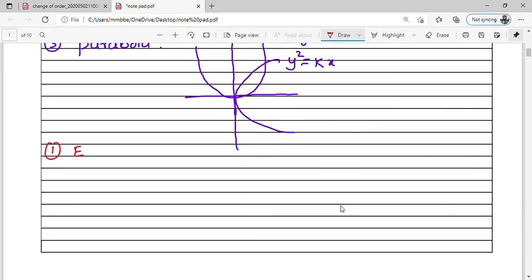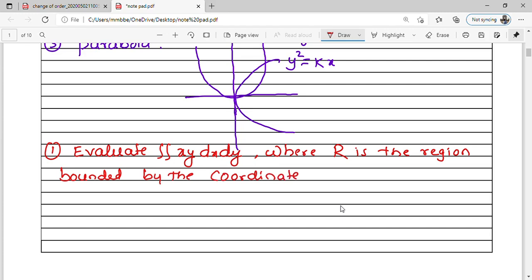Evaluate the double integration xy dx dy, where R is the region bounded by the coordinate axis and the line x plus y is equal to 1.